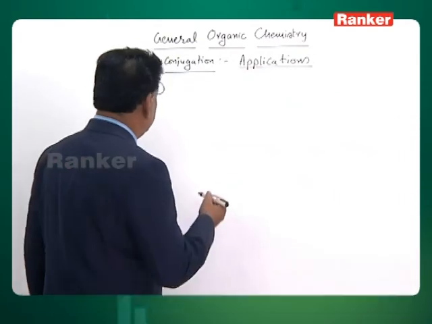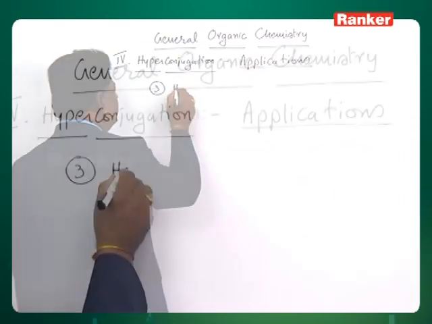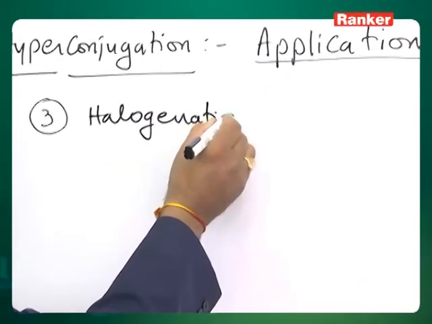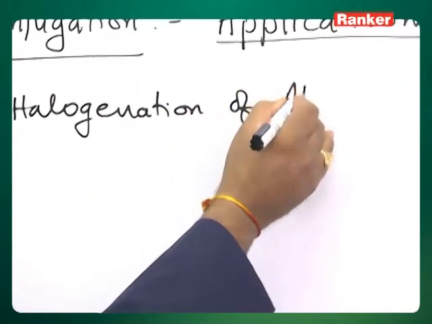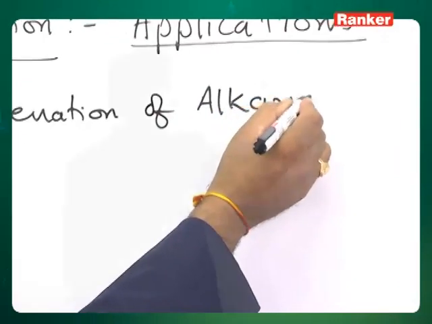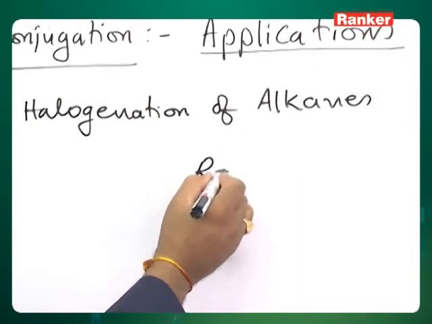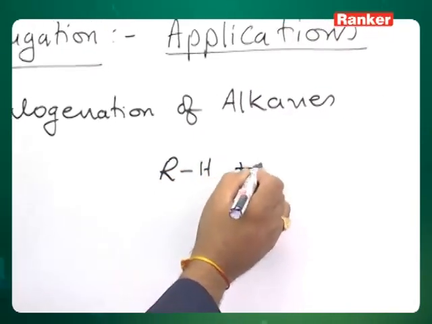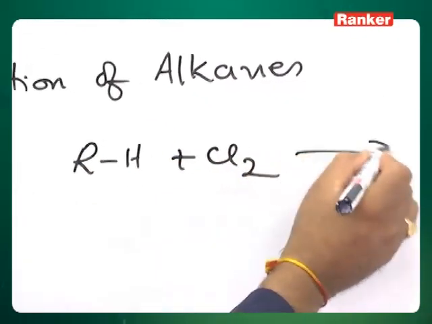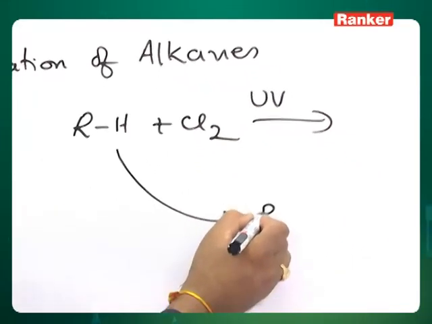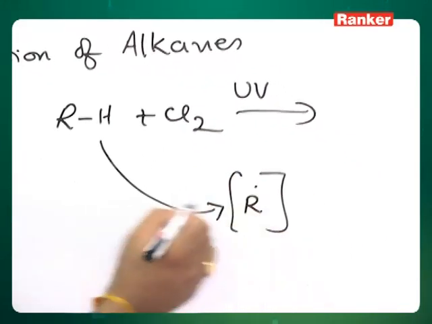So let us say some more applications, like halogenation of alkanes. As we have seen, when alkanes are treated with halogens like chlorine in the presence of UV light, it first gives the R dot, not the final product as such, isn't it?